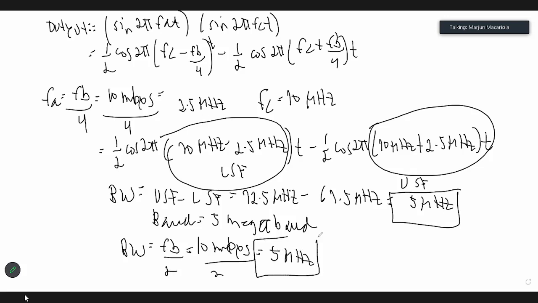Okay? Pero halimbawa tinanong ko kayo, using the output formula for QPSK, generate the bandwidth. So ang gagamitin nyo ay ito. Okay? Nagets po ba? Opo. Okay. Any more question, clarification?